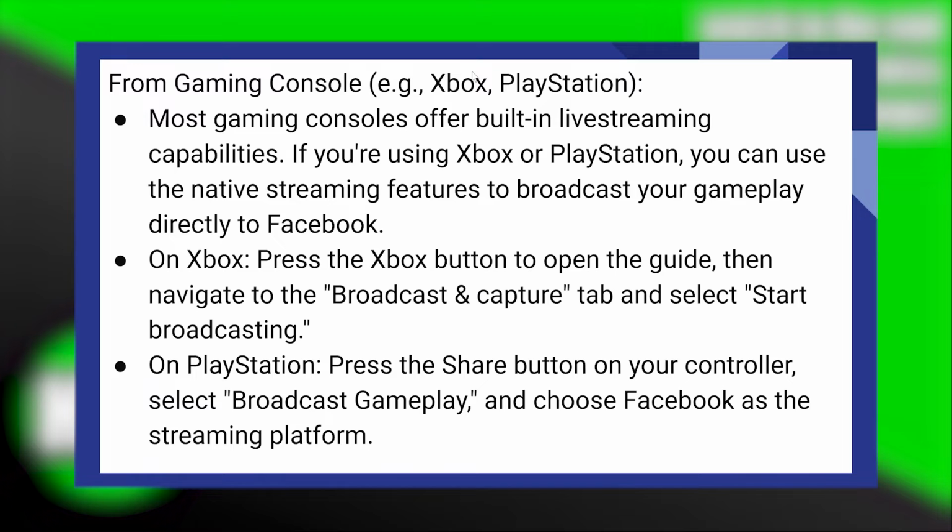Most gaming consoles offer built-in live streaming capabilities. If you're using Xbox or PlayStation, you can use the native streaming features to broadcast your gameplay directly to Facebook. On Xbox, press the Xbox button to open the guide. Then navigate to the Broadcast and Capture tab and select Start Broadcasting. On PlayStation, press the Share button on your controller, select Broadcast Gameplay, and choose Facebook as the streaming platform.